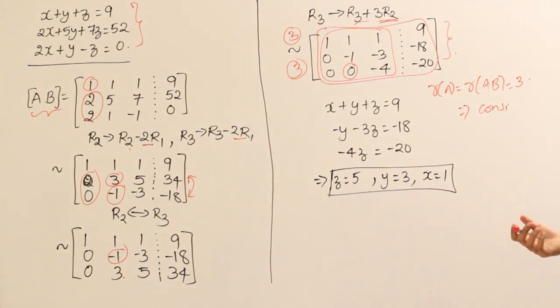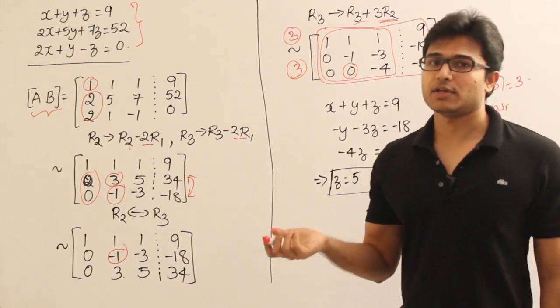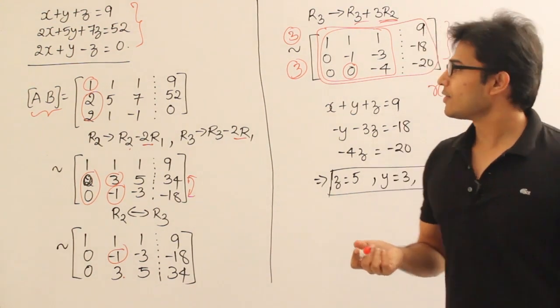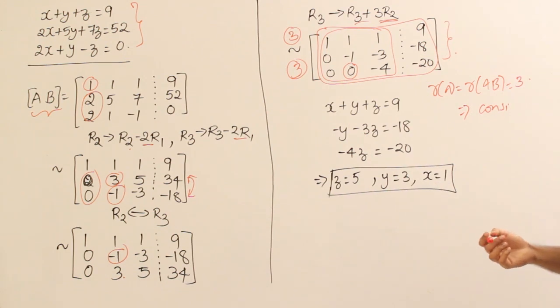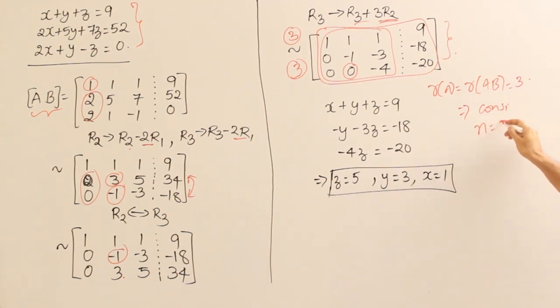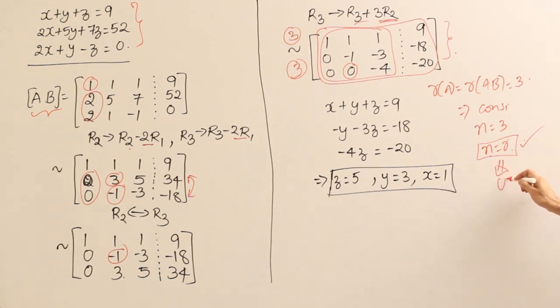Now how many solutions exist? Will there be one solution or an infinite number of solutions? For that reason you have to find out the number of unknowns. Here the number of unknowns equal to 3. Therefore n equal to r in this case, which means the rank of A equal to rank of AB equal to the number of unknowns. So in this case you will have a unique solution.